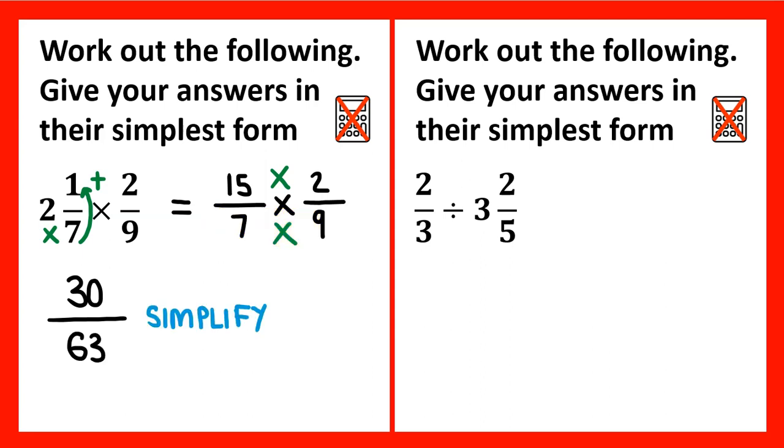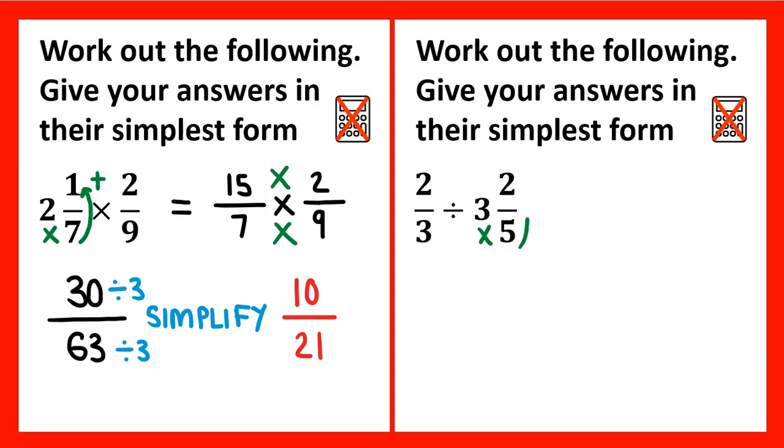This can be simplified. The numerator and denominator have a highest common factor of 3. Dividing 30 by 3 is 10, and 63 by 3 is 21, leaving an answer of 10 over 21. Dividing with mixed numbers will involve changing those to improper fractions as well.